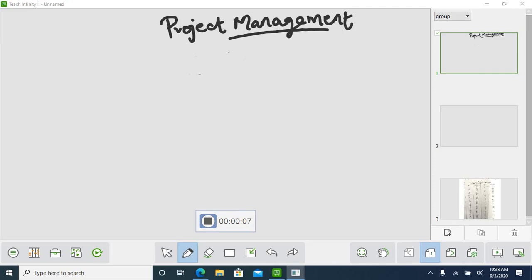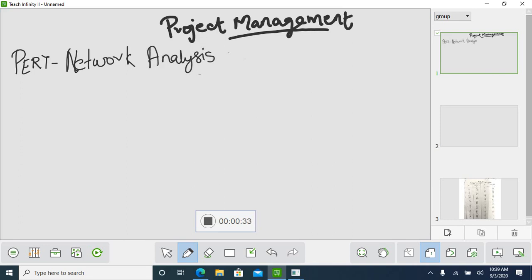Today we are going to discuss PERT network analysis. In the last class we already discussed PERT time estimation and time computation. So in today's class we are going to discuss network analysis in PERT. In network analysis, we have slack, so we are going to discuss slack.